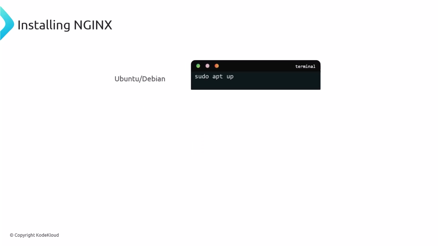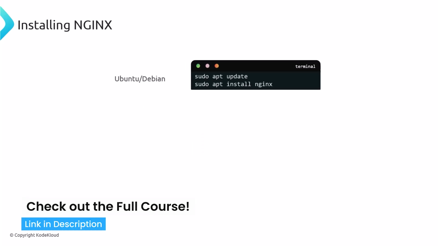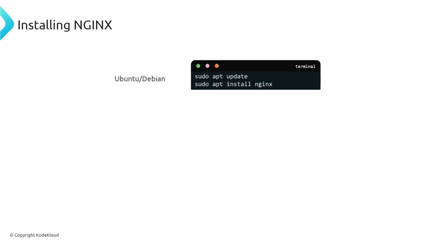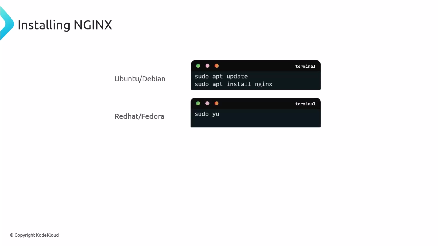For example, if you wanted to install Nginx, you would first do sudo apt update, and then sudo apt install nginx. If you want to do it on Red Hat or Fedora, sudo yum update and sudo yum install nginx.